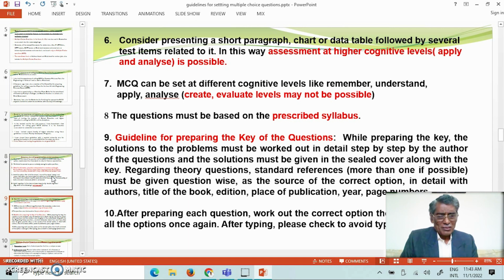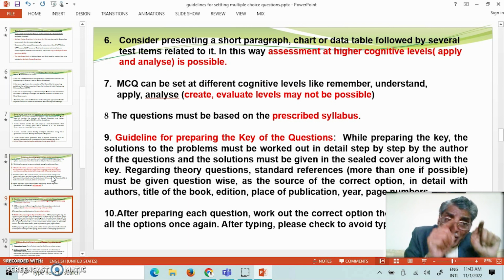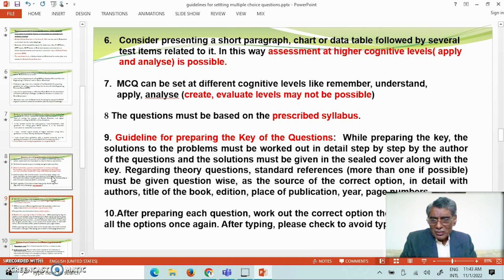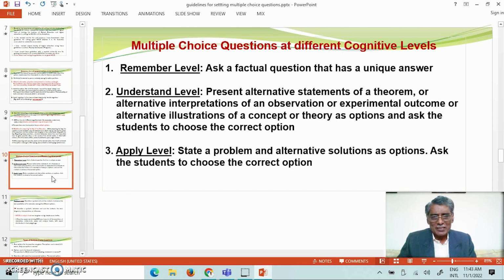Regarding theory questions, you have to provide standard references as far as possible, more than one, with all details for the correct option: author's title, edition, place of publication, year and page numbers also. After preparing each question, work out the correct option then itself and check all the options once again. After typing, please check to avoid typographical errors.